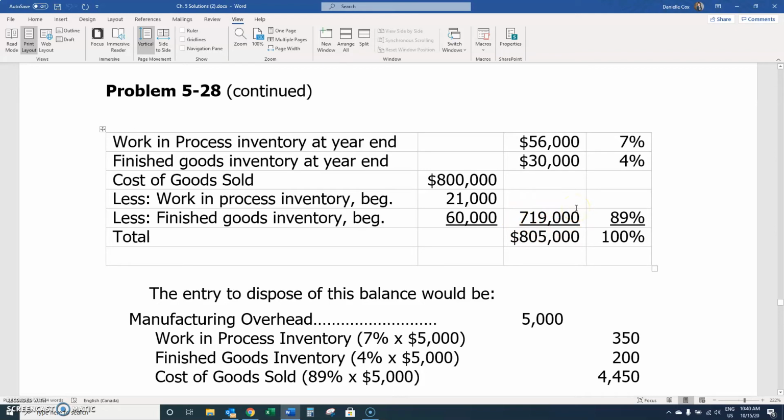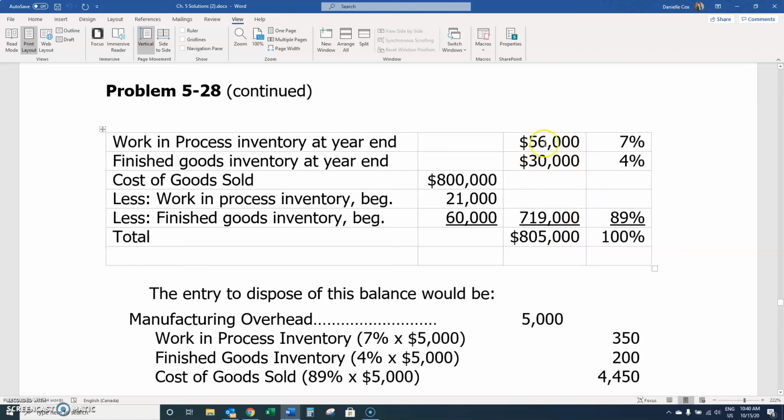Okay, so all you have to do here is go get the numbers. Depending on the question, you might be given the numbers outright, you might have to calculate them, or you might have to do what we do here and grab them from the T accounts from above. So you add those together, it's 805,000. So now what portion is work in process of the total? It's 7%, 56,000 divided by 805,000.